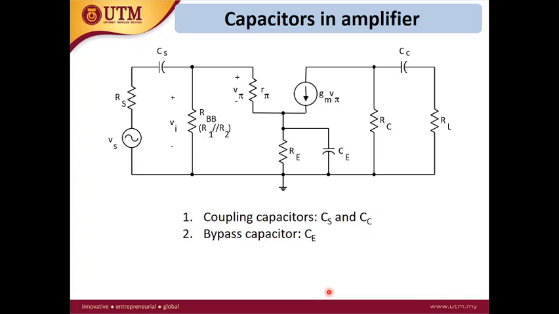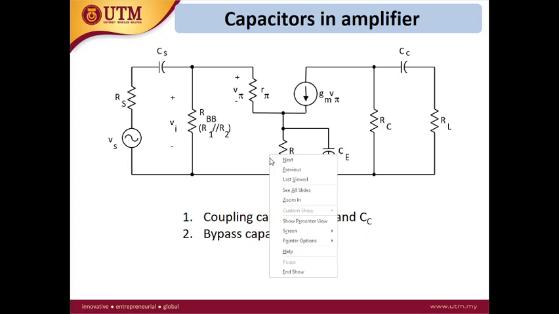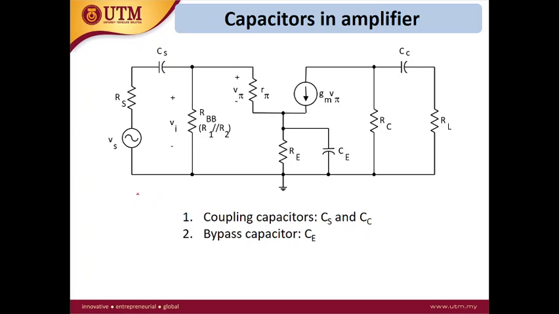For this low frequency analysis, one of the main objectives is to determine the low cutoff frequency. We can determine the low cutoff frequency by considering the time constant of the RC circuit. I think you have learned the RC circuit in your circuit analysis. So the time constant is tau equal to RC, and then this is equal to 2 pi F, where FC is the cutoff frequency.